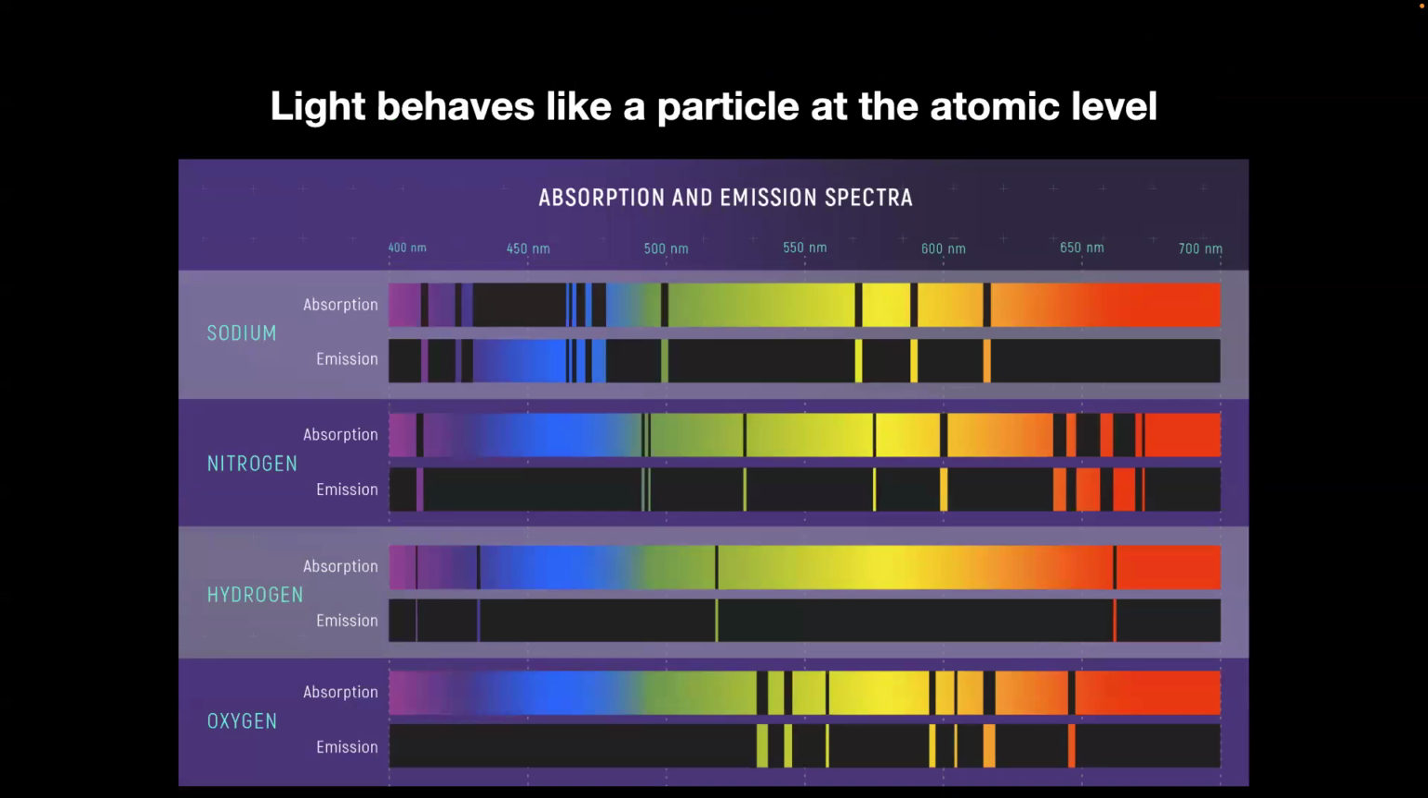On a macroscopic level, light certainly looks like a wave. It behaves in many of the same ways a wave would behave, but at the atomic level, it has some very particle-like qualities. One of the biggest pieces of evidence for this is the discrete spectra of atomic gases. This is a big clue that light acts like a particle, and we call this particle of light a photon.